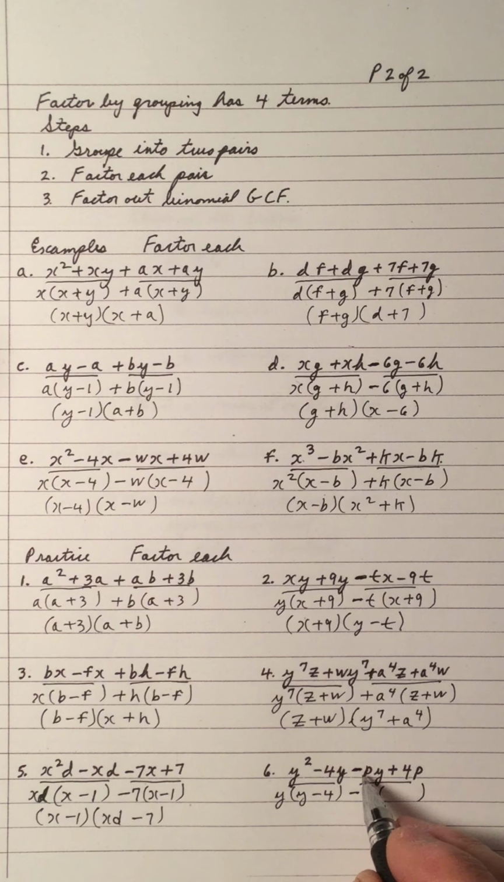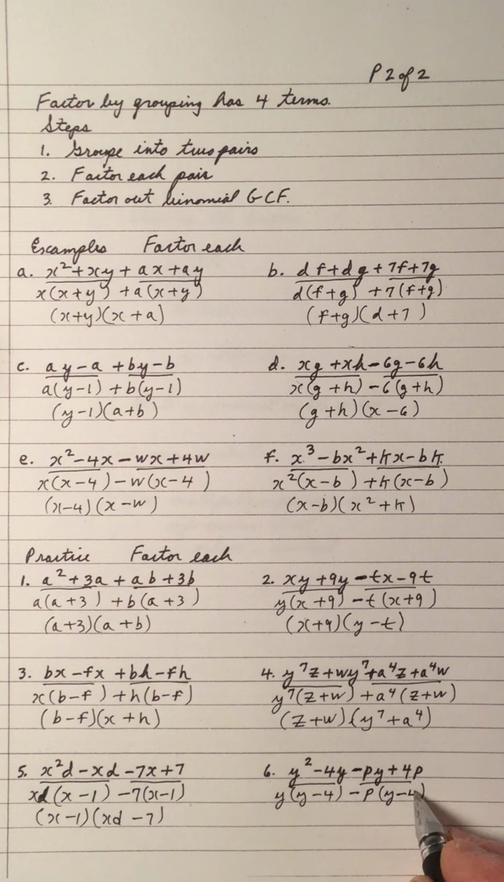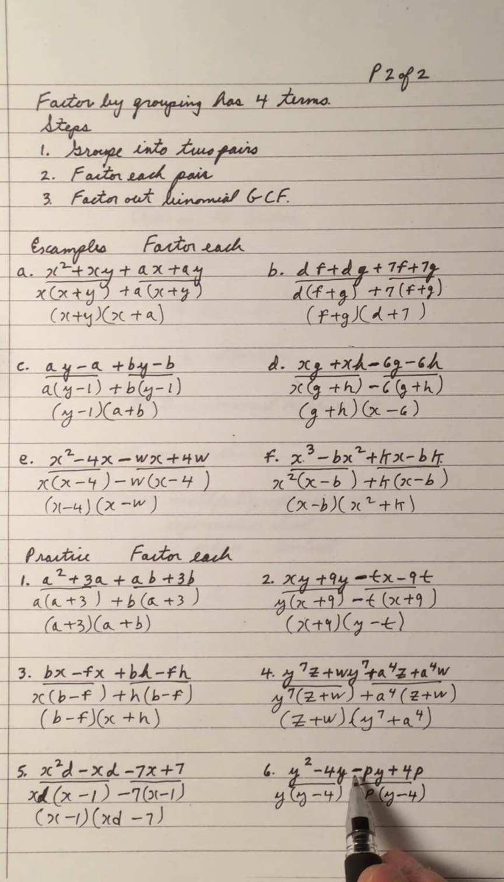So I take negative py divided by negative p is y. And positive 4p divided by negative p is negative 4. Again, notice that negative becomes a positive. That positive becomes a negative because you're removing the negative. Negative p times y is negative py. Negative p times negative 4, positive.